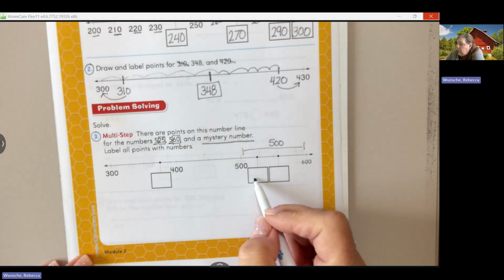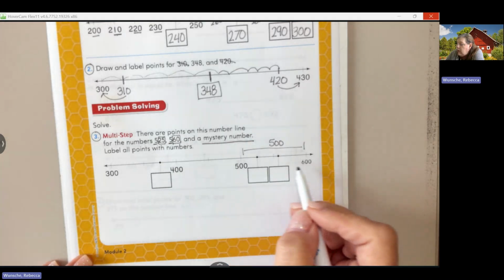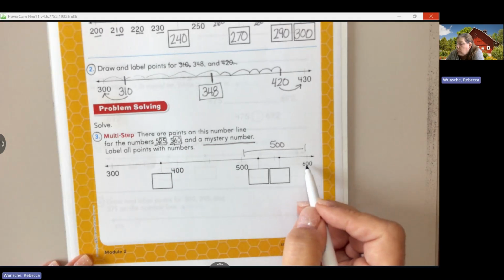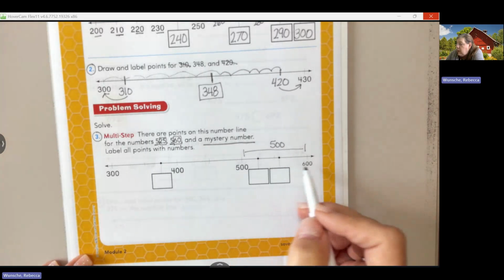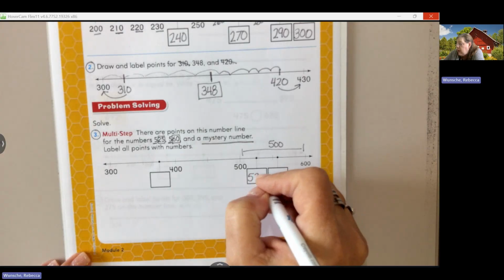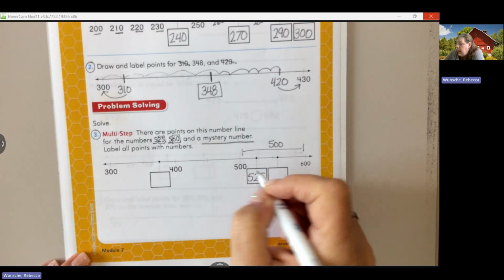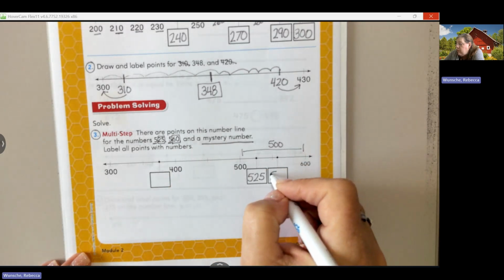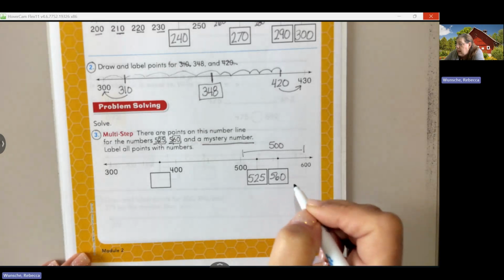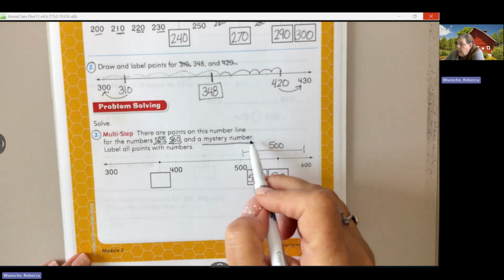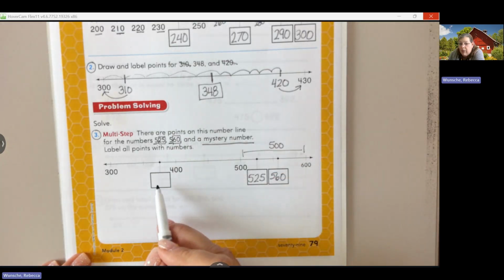So I'm going to say 500 with 25. Is 25 closer to the 0 end, to the 500 end, or to the 600 end, which would be like 100 more? So would 25 be closer to 0 or to 100? 25 would be closer to 0. So I'm going to put my 525 in this slot. What about 560? 60 would be closer to 100. So I'm going to put 560 in that slot. And then it asks me for a mystery number. Wow, I get to pick my own number for this slot. But what do I know? There's a few things that I know.